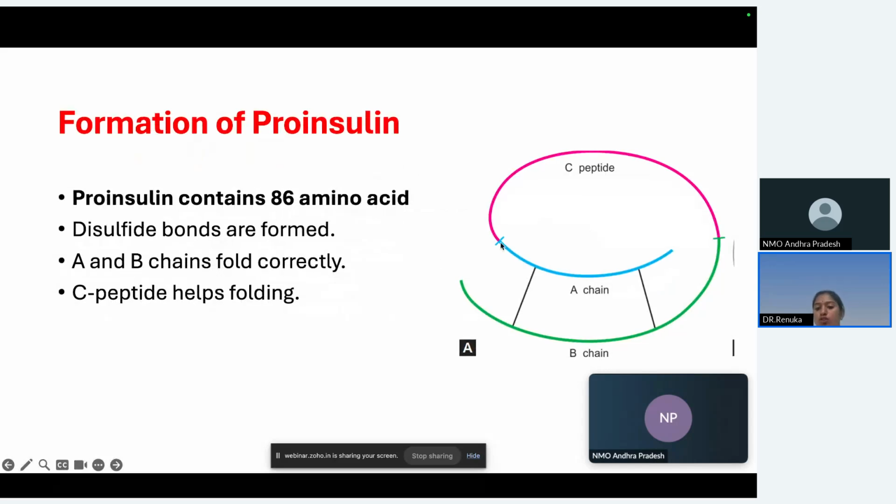We will see the structure of the pro-insulin. We have A chain, we have B chain, they are connected by bonds. And here we have C peptide. These are disulfide bonds, holding both the chains, A and B. The C peptide is connecting the A chain and the B chain. This is the pro-insulin. It is not active.